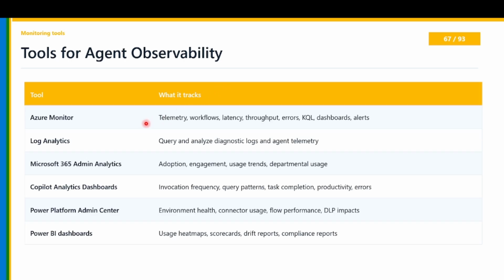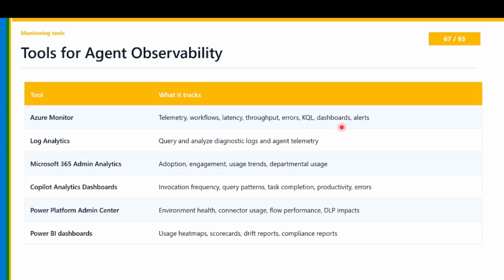So also, if you build an agent on Azure, we are going to use Azure Monitor as the platform to monitor it. Azure Monitor helps you track telemetry, logs or metrics, workflows, latency, throughput, and errors, and then you analyze these logs using KQL. KQL is a log analytics language which helps you analyze telemetry logs in real time.